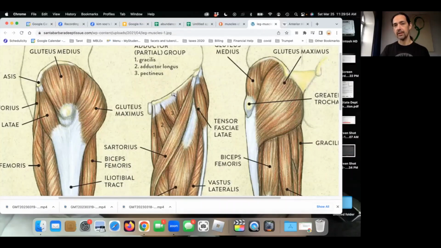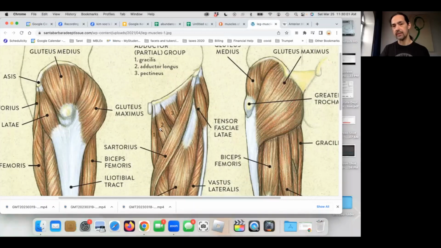You can imagine that this is the front of the bone. You can imagine that the posterior aspect of the pelvis, which is the ischium, is underneath all these muscles. It's behind all these muscles.